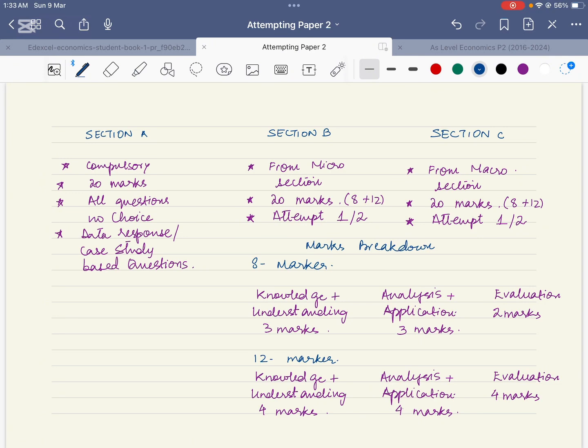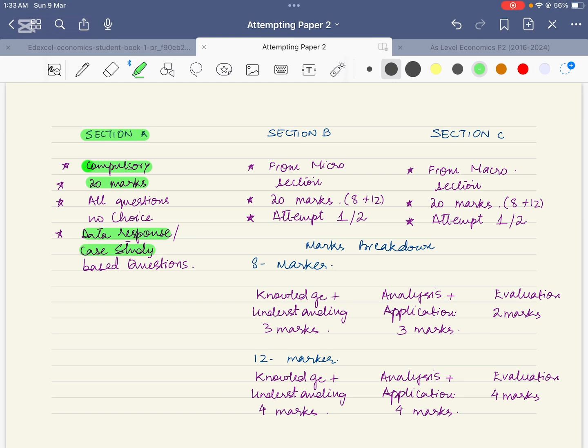Paper 2 will have 3 sections. Section A is a compulsory section. All questions are compulsory. There is no choice. This section is 20 marks and it's a data response or a case study based question or section, you can say that. In sections B and C, you have a choice. You have to attempt one question out of 2. Both the questions are 20 marks each, as the paper is completely of 60 marks.